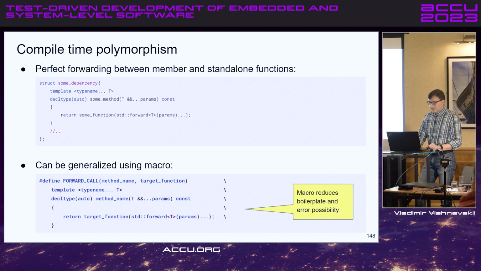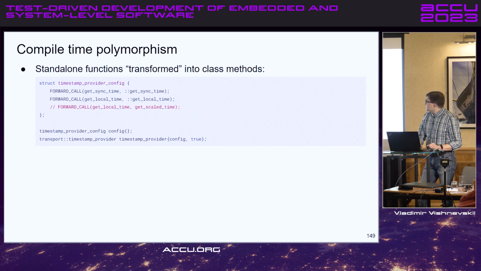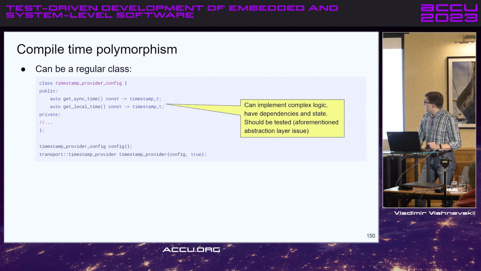So the idea then is that we can simply do something like this, where we specify we want to have the forward call. I'm bad at naming, sorry. Maybe some better naming is possible. So we can use, like with get sync time, get local time, we can also use our get scale time. And again, we are not using pointers here.